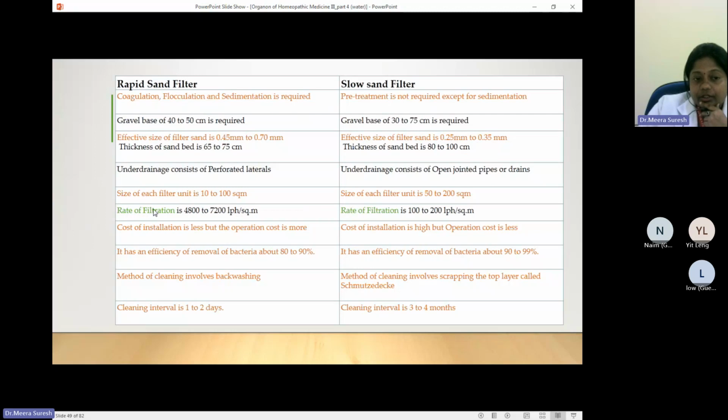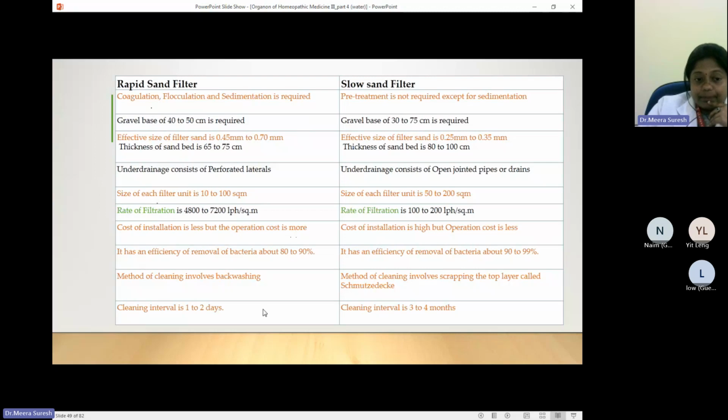Then in rapid sand filter, size of filter unit, you don't have to learn that. Leave this sentence. The rate of filtration, that is important to learn, but here they have changed the unit, so don't bother about it. What I have put in the previous ones, per meter cube, per meter square, study only that one. Then the cost of installation in case of rapid sand is less, but the operation cost is more. And over here, the cost of installation is high, but operation cost is less.